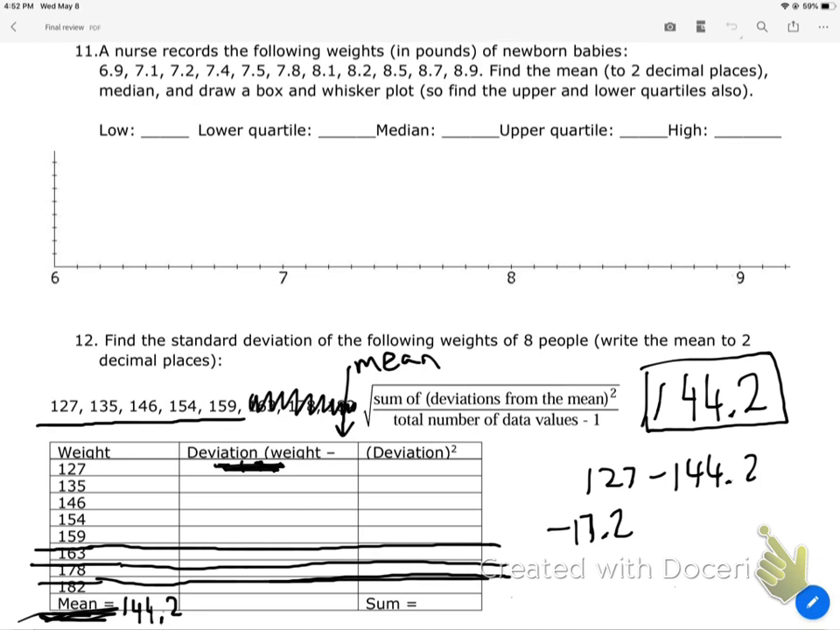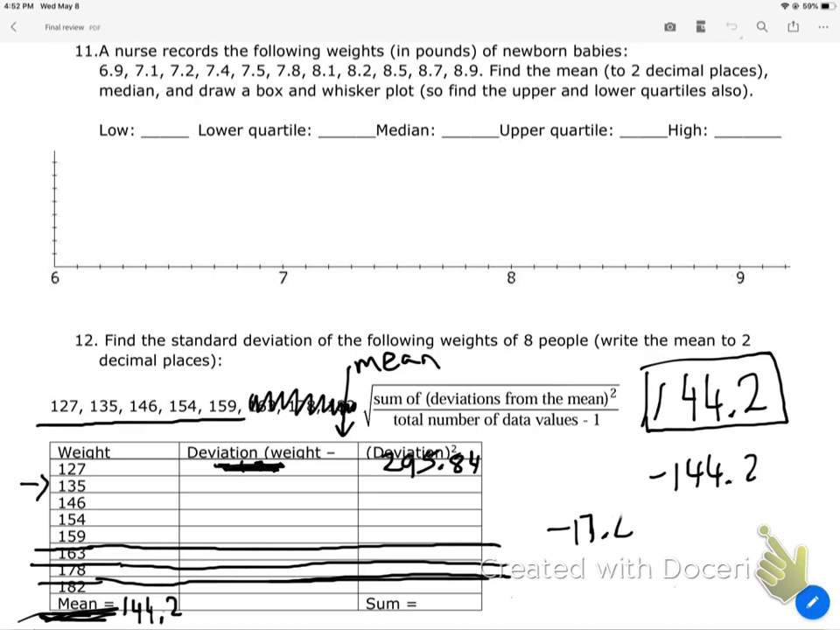Right, so now don't forget, let's square it. So what is negative 17.2 squared? That's for the final column. So negative 17.2 squared, okay, 295.84. So I should be writing 295.84 here.